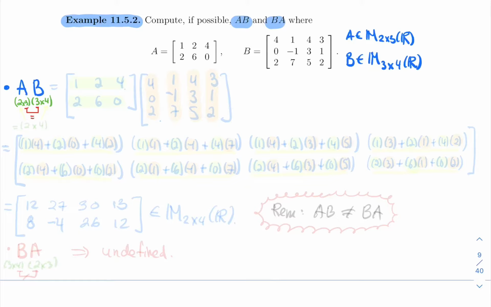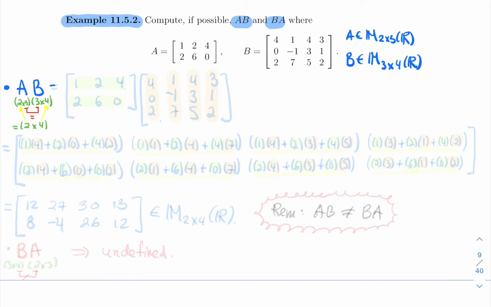And because we get the same thing, we know that the size of my product is going to be equal to the outside numbers. So here it's going to be equal to 2 by 4. So where do I get these 2 by 4? 2 is just the number of rows of A, and 4 is the number of columns of B. So I know it exists, and I know it's going to be a 2 by 4.